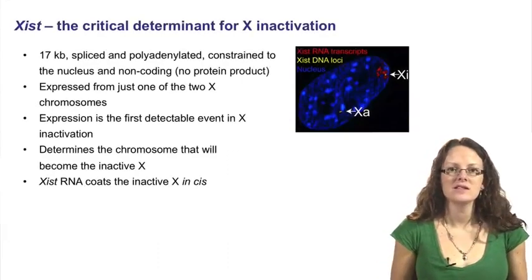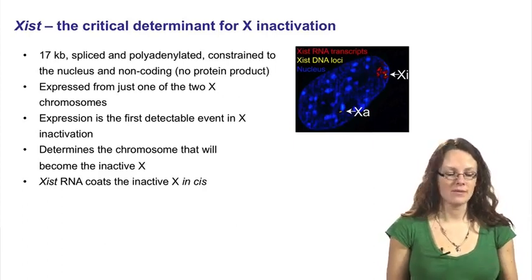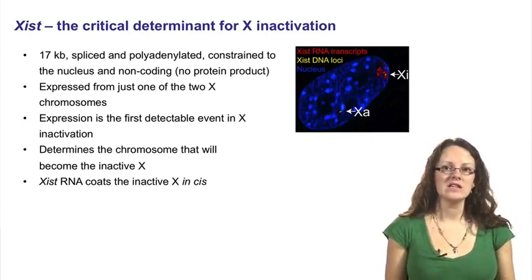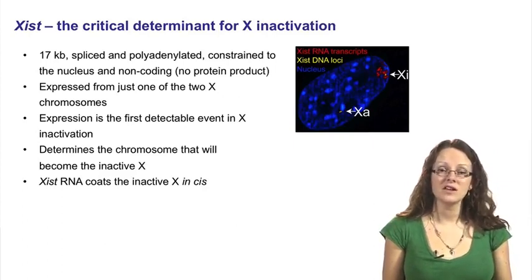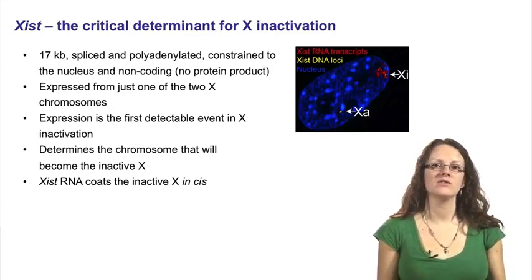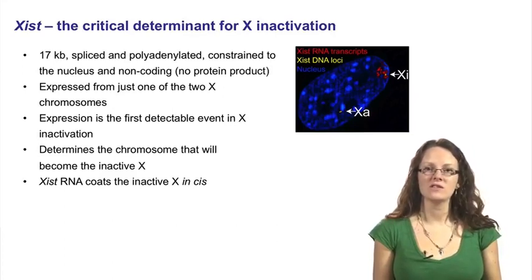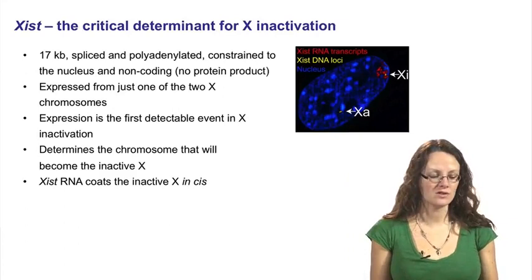So as I said, Xist is the critical determinant for X inactivation. Without Xist, nothing else can happen. So it's a 17 kilobase long non-coding RNA. It's spliced, just like a normal RNA would be. It's polyadenylated, but it's constrained to the nucleus. It isn't exported from the nucleus to be made into protein, and indeed there's no open reading frame to be found, so there's no protein product that's produced.